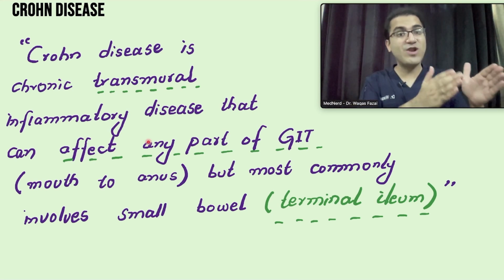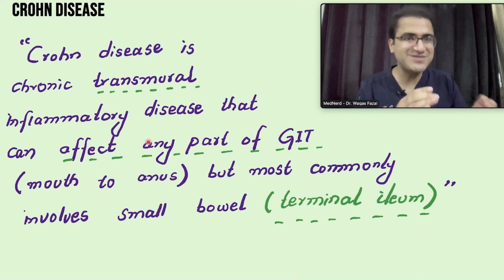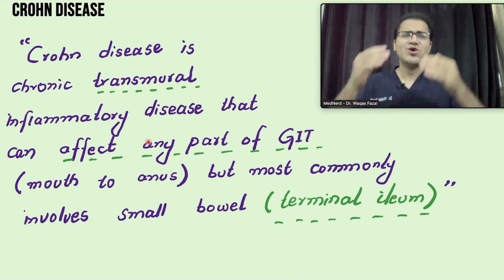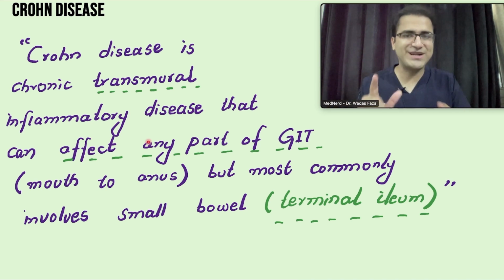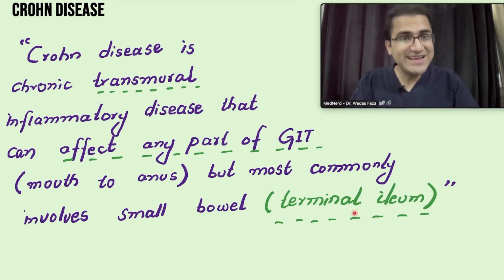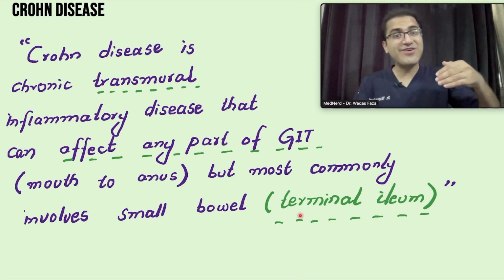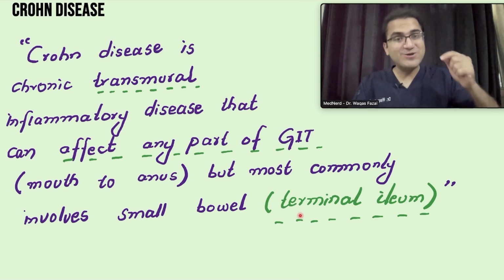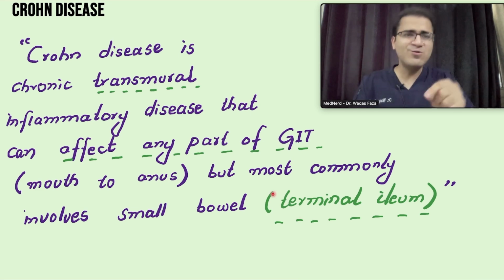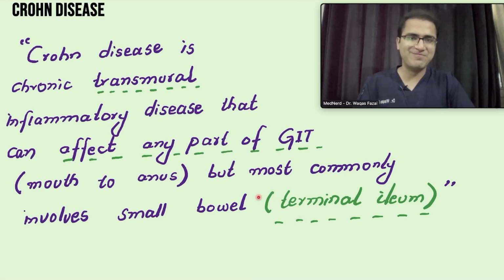Unlike ulcerative colitis, where only the colon and rectum are involved, in Crohn's disease the whole of the GIT can be affected. But it most commonly involves the small bowel, the terminal ileum. Therefore, our patient was having right iliac fossa pain, because the ileum is present in the right lower quadrant, and Crohn's disease most commonly involves the terminal ileum.